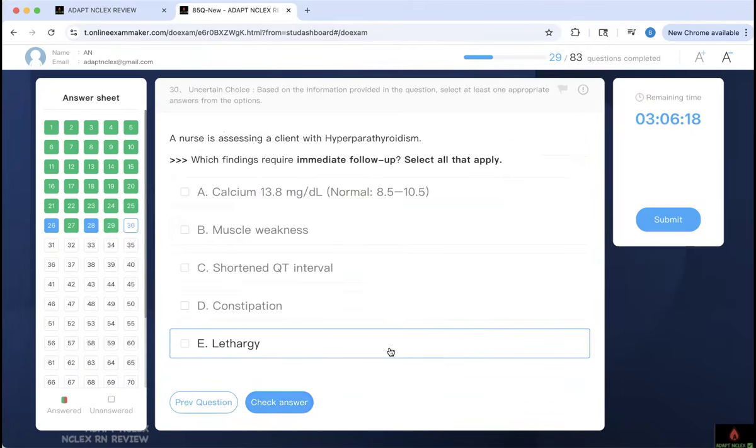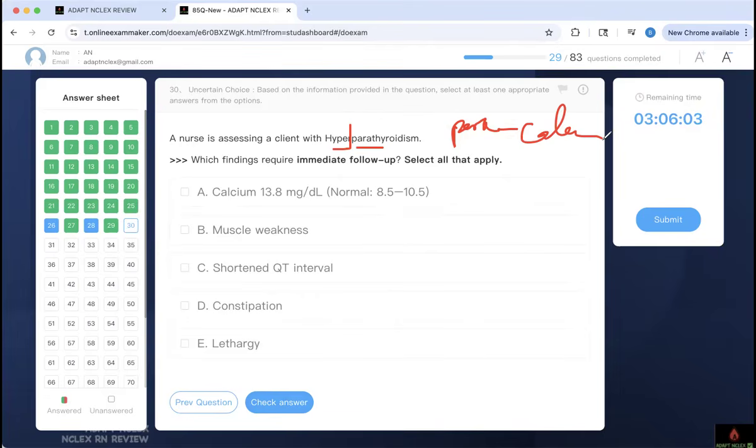And this is assessing a client with hyperparathyroidism. Pay attention. This can be a trap. Look at the word hyper. It's not a thyroid problem. You see, there's hyper, but there's para. The para makes this calcium. This is calcium metabolism. Which finding requires immediate follow-up? Select all that apply. Calcium 13.8, muscle weakness, short QT, constipation, and lethargy. Which one is concerning and which one requires immediate follow-up?